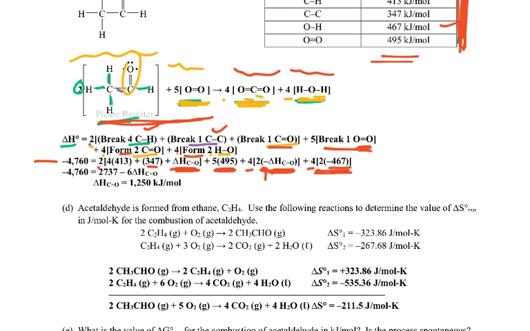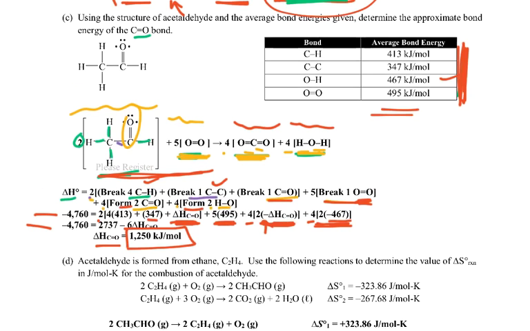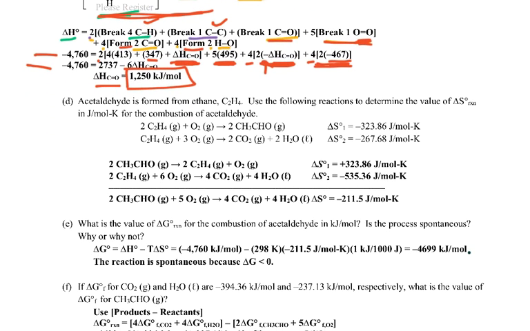So when we get all that done, we can put it together, and it becomes an algebra problem. We have negative 4760 equals 2737 minus 6 CO bonds. Rearranging that, we find that the bond energy for any one of those CO bonds is 1250 kilojoules per mole of those bonds. So 1250. It's a pretty large number for that C double bond O, but that's not too surprising because that's a strong bond. Okay, letter D.